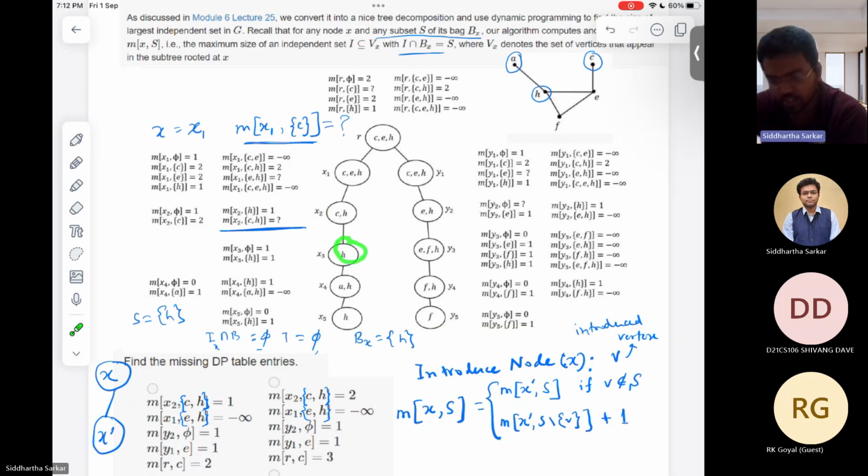X dash is a child node, yes. We look at the child node and we are doing bottom up processing, so we are moving from child to parent. When this computation was going on, the computation direction was from X3 to X2. The definition of an introduced node is that there is one vertex in the introduced node which is extra when compared to the child node. So what is that vertex which is extra when compared to the child? What is the extra vertex in X2?